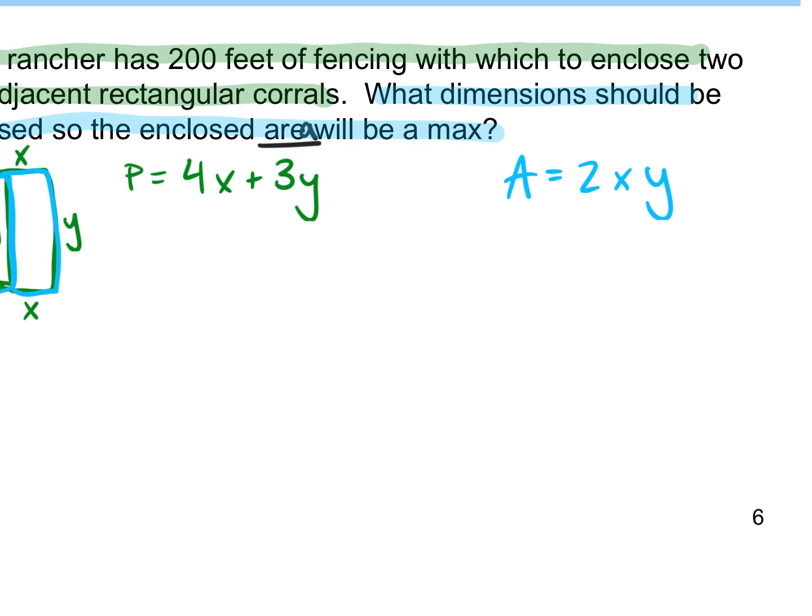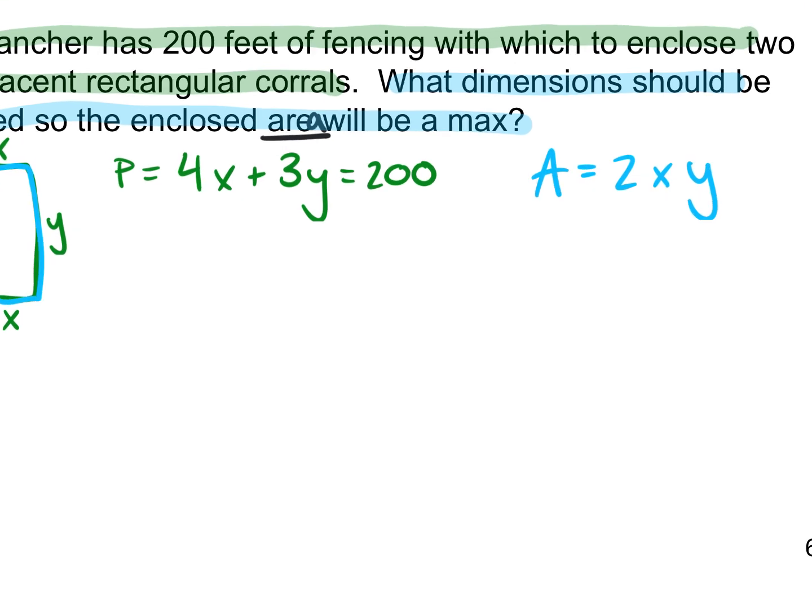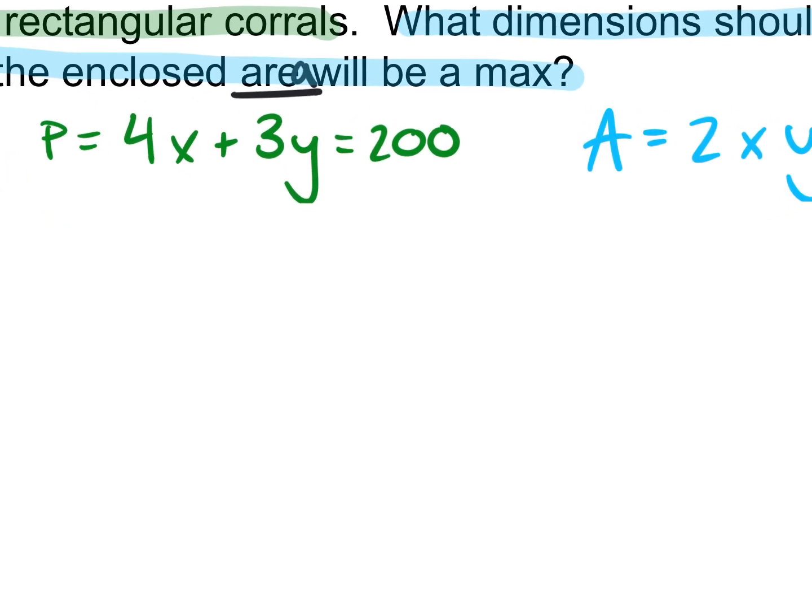So now here we could either solve for x or we could solve for y. It doesn't matter. What does our perimeter equal? I forgot one thing in our constraint here. 200, perfect. Let's solve for x. So I'm going to subtract 3y to the other side. So 4x equals 200 minus 3y. Divide by 4. X equals, what's 200 divided by 4? 50 minus, we'll call it 3/4 y.